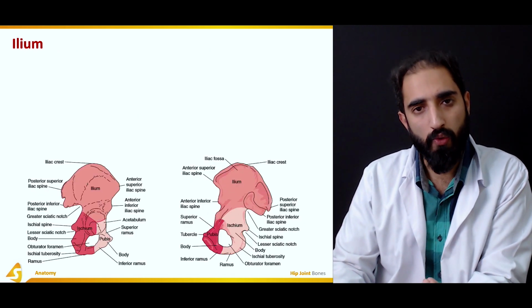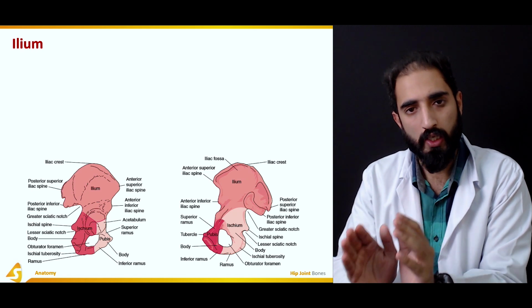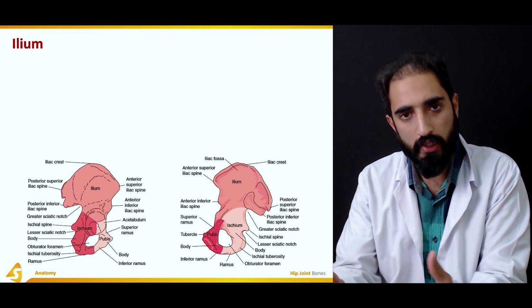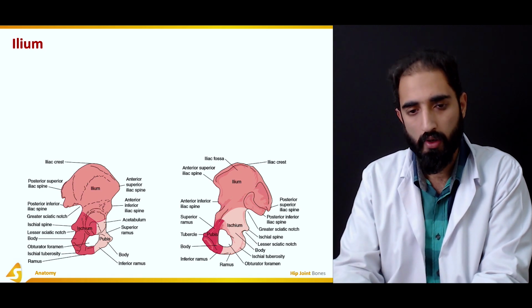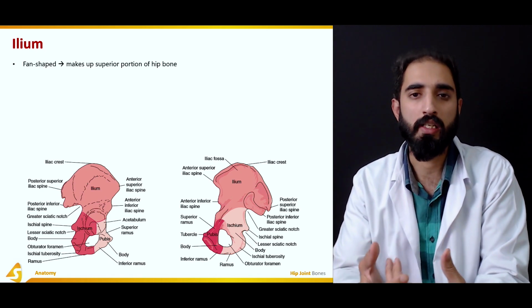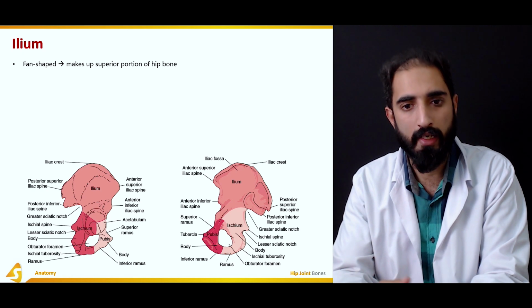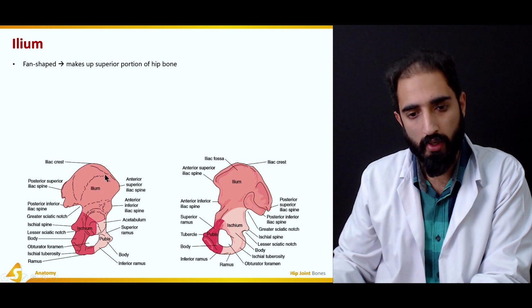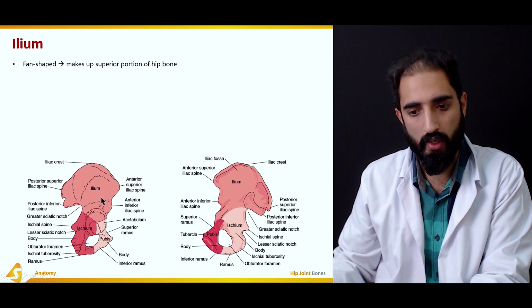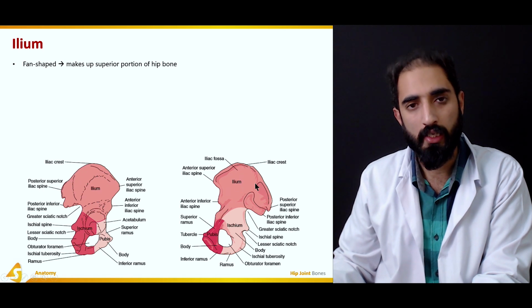Now let's take a look at these three bones which compose the overall innominate bone one by one, starting off with the ilium, which is located superiorly, and it is a fan-shaped bone, and it makes up the superior aspect of the innominate bone, as you can see in this picture, in the lateral view as well as the medial view.